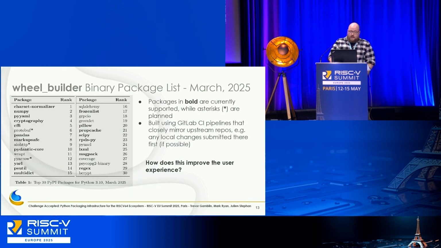This is a quick look at the Wheel Builder binary package list support as of March. By now, we're actually supporting 49 different packages in the repository. It's important to note that the list here, which is also on the poster we have outside, is a ranking of the binary packages on PyPI, not all of them. So we're not including pure Python modules, which we're not concerned with in this project. But you can see we have many of them already supported in multiple versions, and there are some more that we're planning support for. So how does this improve the user experience?